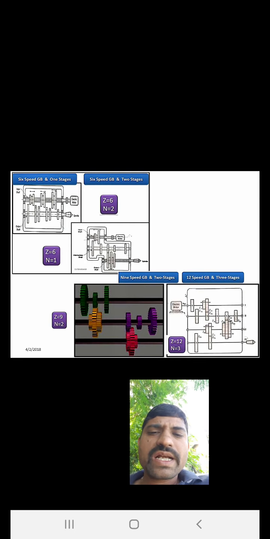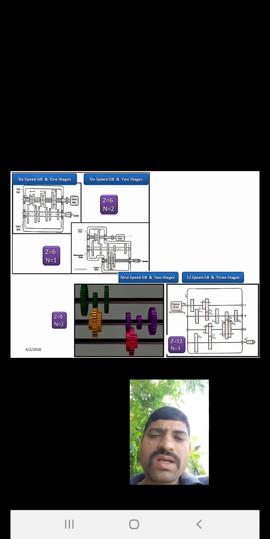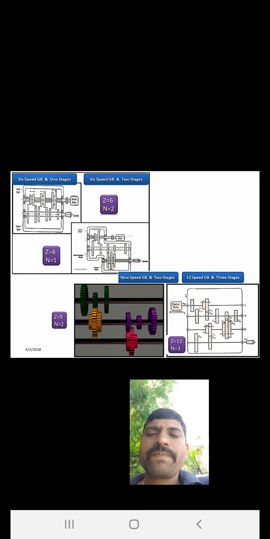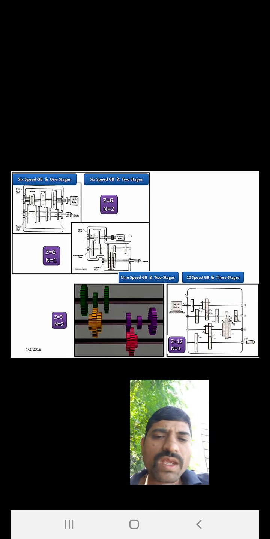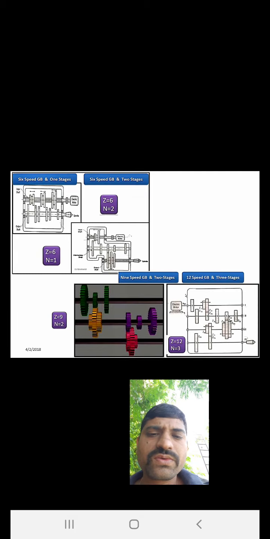In the second figure, we have a 6-speed gearbox with 2 stages. How to calculate the 2 stages? See, 3 shafts are given: input shaft, intermediate shaft and output shaft. 3 shafts means you will get 2 stages. Between the first and second shafts you get the first transmission group, and between the second and third shafts you get the second transmission group. This is also called the number of stages. You will get 2 stages.